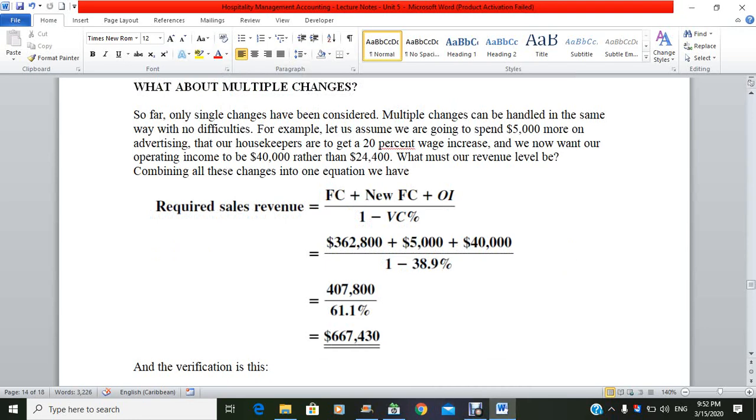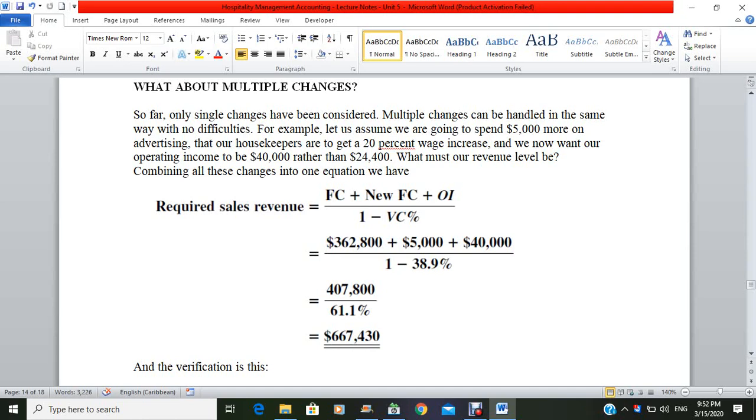So, what about multiple changes now? So far, only single changes have been considered. Multiple changes can be handled in the same way with no difficulties. For example, let us assume we are going to spend $5,000 more on advertising, that our housekeepers are to get a 20% wage increase, and we now want our operating income to be $40,000 rather than 24,400. What must our revenue level be? That's the question. Combining all these changes into one equation, we have fixed costs plus new fixed costs plus operating income.